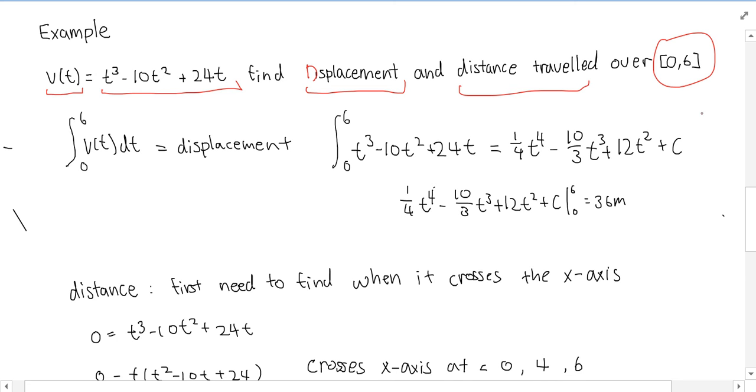So to find the displacement, we simply plug our function into an integral, and the upper and lower limit of the integral is determined by our interval. Our interval is from 0 to 6, so our lower limit is 0 and our upper limit is 6. When we calculate all that, plugging in all the numbers and subtracting, we should get the answer 36 meters. So the displacement is 36 meters.